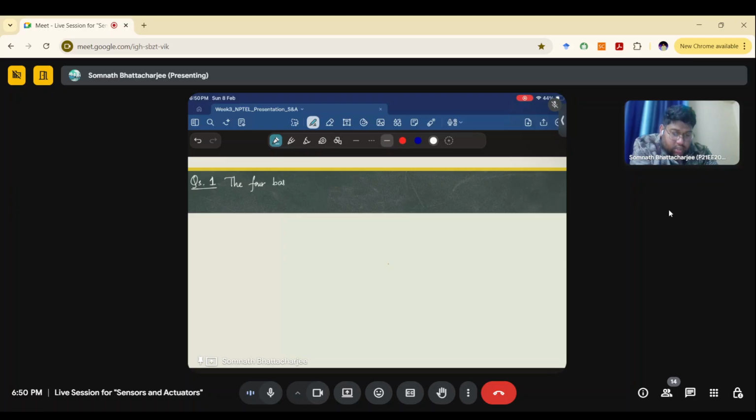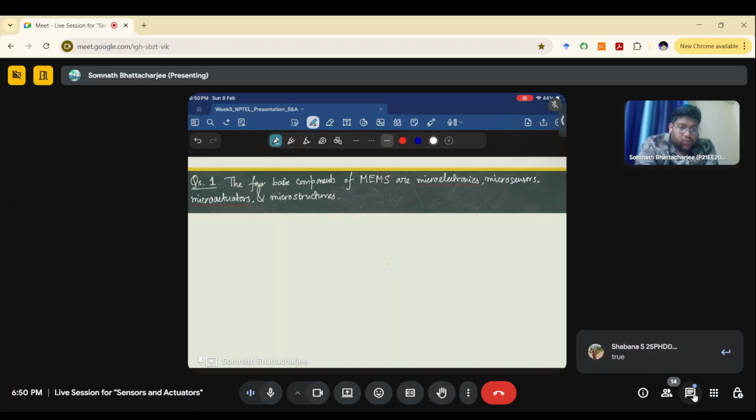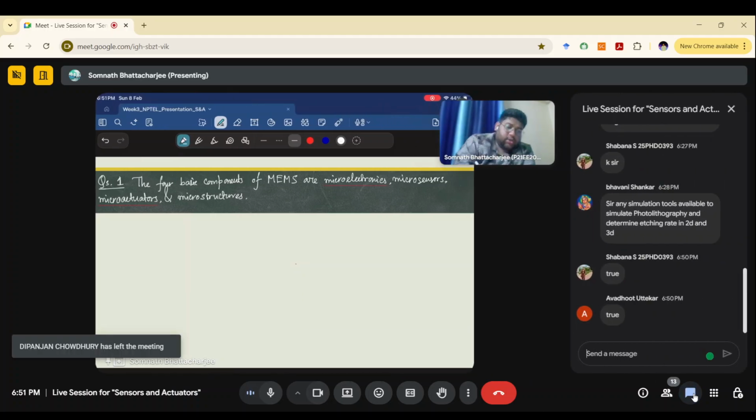The four basic components of MEMS are microelectronics, microsensors, microactuators, and microstructures. Is it true or false? A very simple one. True. True, sir. Yeah, so can someone explain it a bit?